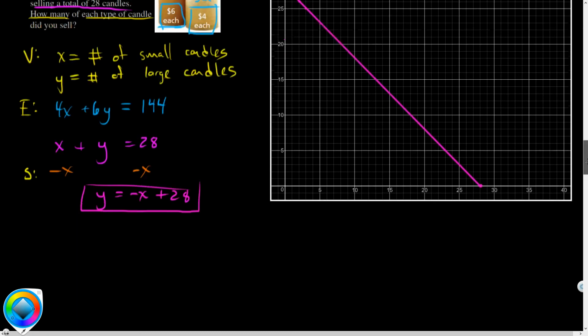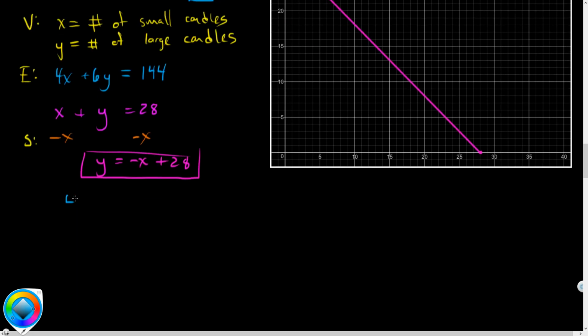Let's see, can we figure out this other equation? 4x plus 6y equals 144. Let's try to write this in slope-intercept form. Any ideas, folks? Subtract 4x from both sides. I'm trying to get y by itself. So 6y equals negative 4x plus 144.